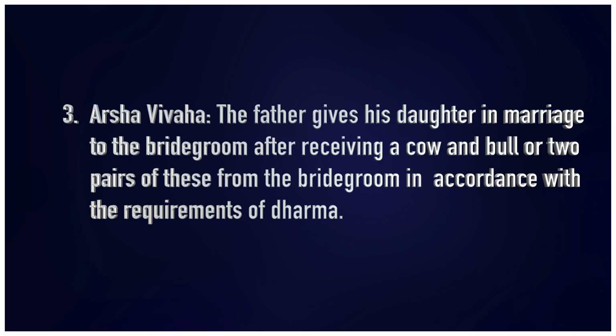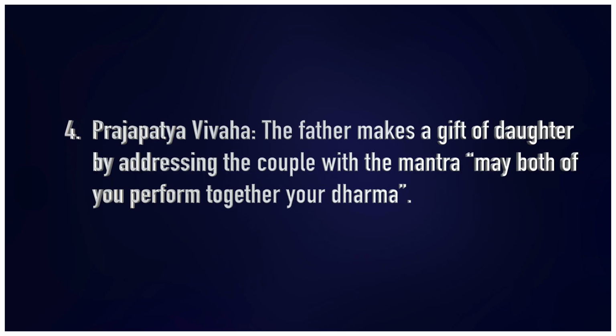Thirdly, Arsha. The father gives his daughter in marriage to the bridegroom after receiving a cow and a bull or 2 pairs of these from the bridegroom in accordance with the requirements of dharma. Fourthly, Prajapatya. The father makes a gift of his daughter by addressing the couple with the mantra, "May both of you perform together your dharma." There are also 4 forms of aprahastha marriage.